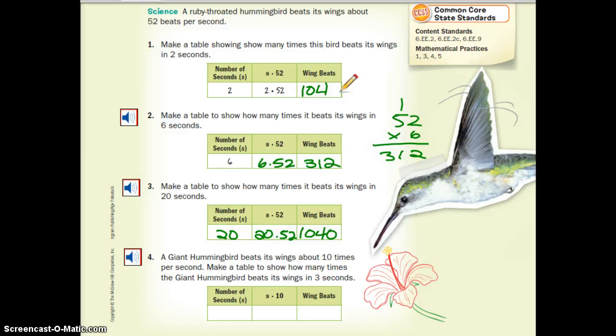And then lastly, a giant hummingbird beats its wings about 10 times per second. Make a table to show how many times it will beat in 3 seconds. So the input is 3 seconds. We know it's 3 seconds and 10 times for each second. So then it beats its wings 30 times. Turn the page.